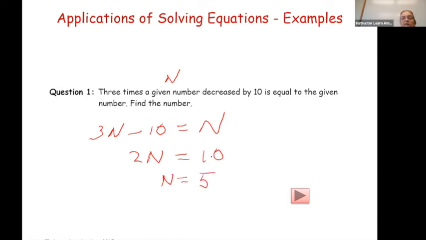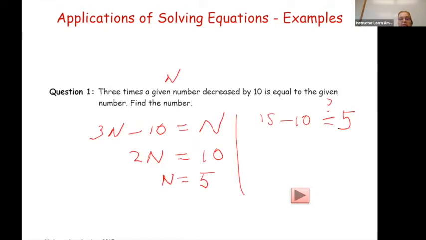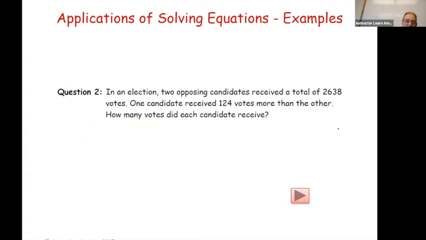Let's see if that works. 3 times 5 is 15. If we decrease it by 10, do we get the given number of 5? Yes, we do. Yes, I guess that there was no official solution here, so I'm glad that I showed you one. Okay.